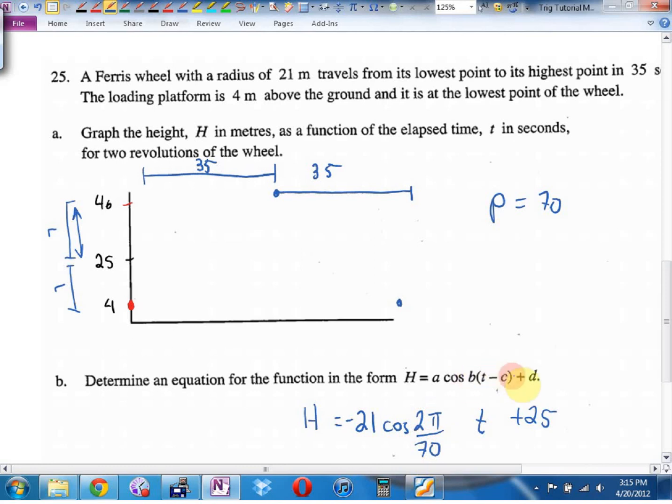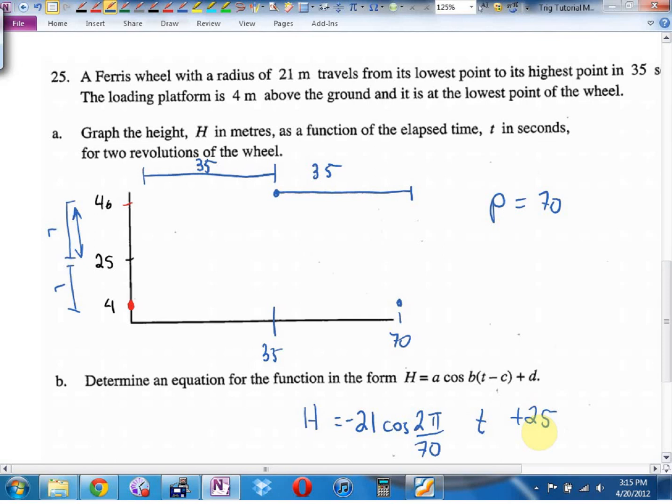Now, this one seems to suggest that it wants me to use positive cos, because I didn't put a negative there. Oh. Positive cos would start right there. What x value is that if this is 0 and this is 70 seconds? What x value is that? T minus 35 would give you a positive cos.